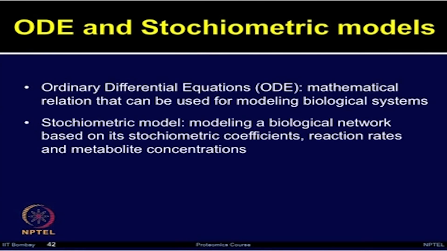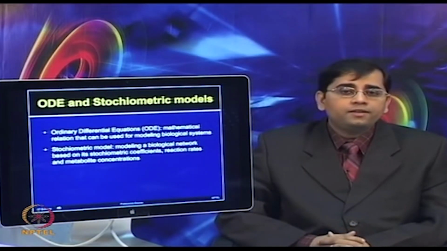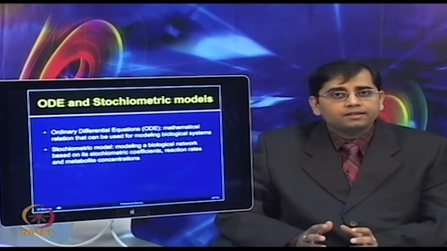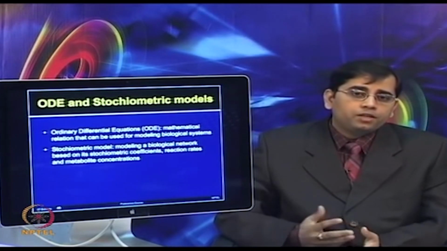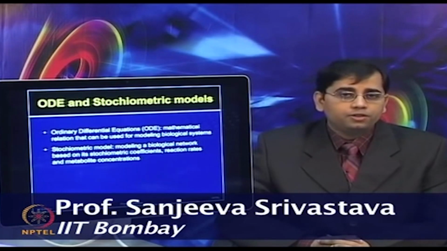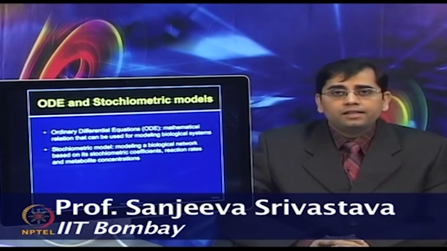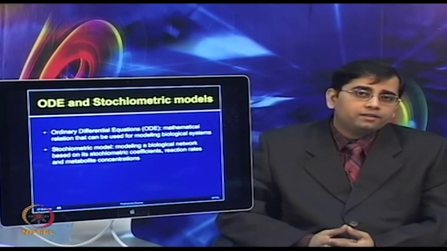The quantitative analysis measures and aims to make models for precise kinetic parameters of a system's network component. It also uses the properties of network connectivity. The ODE is a mathematical relation that can be used for modeling biological systems. The quantitative models mostly use ordinary differential equations or ODE to link the reactants and products concentration through the reaction rate constants. To develop computationally efficient and reliable models of the underlying gene regulatory networks, these ODE models can be used. The stoichiometric model is modeling a biological network based on stoichiometric coefficients, reaction rates and metabolite concentrations.